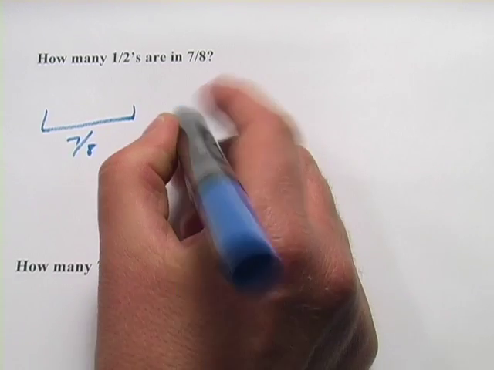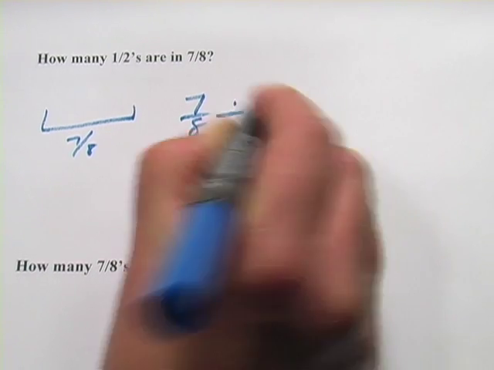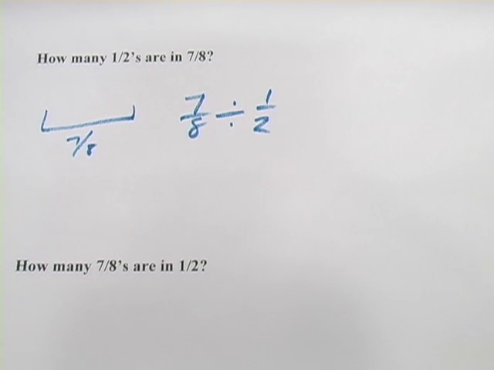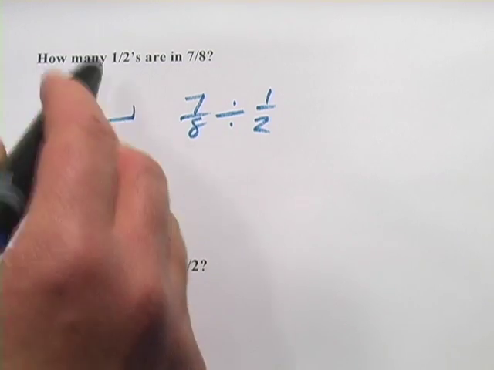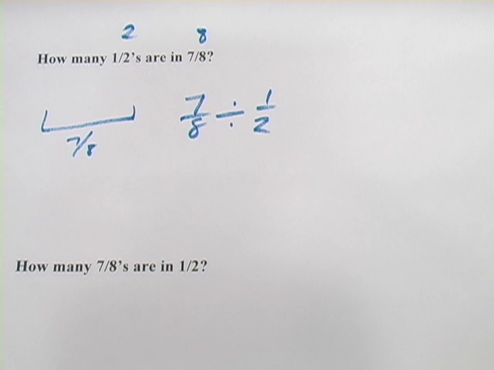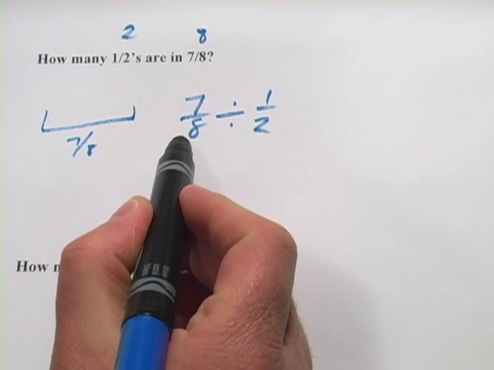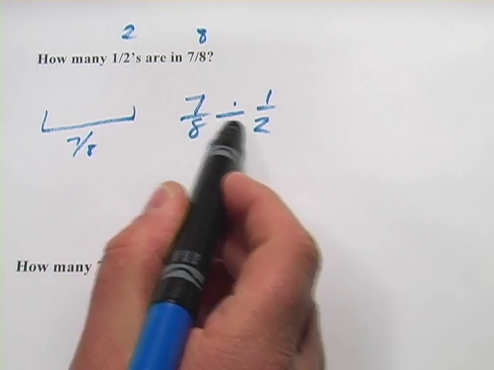Well, the way to write this then is 7/8 divided by 1/2. One way you could think of this is, if the problem was how many 2's are there in 8, you'd say, oh, well, it's 8 divided by 2. There are 4 2's in 8. So now, when we have 7/8 divided by 1/2, we can't really do the division here.